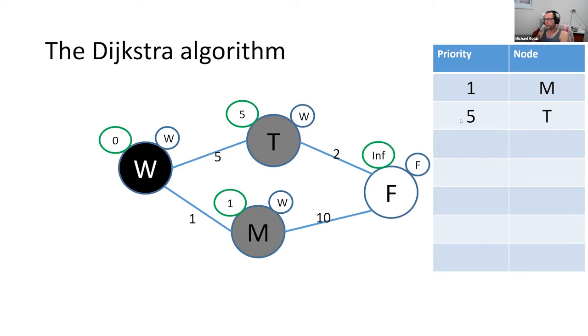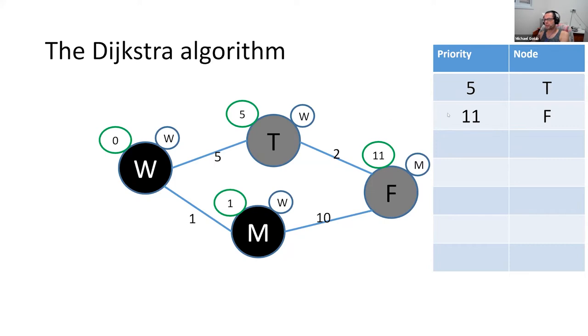Now we have the next iteration. We pop the highest priority item from the queue, which is M. So we investigate M. We look at all the neighbors, but if the neighbor is already black, there is nothing to do. So here we have one neighbor, which is F. We say, okay, the distance so far is 11, and we will put it to the priority queue.